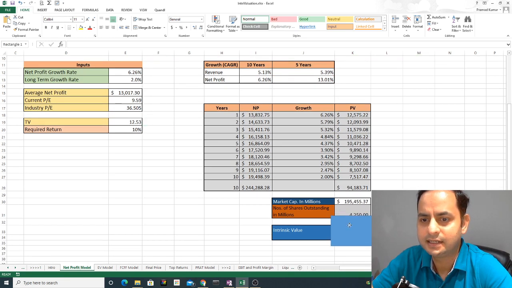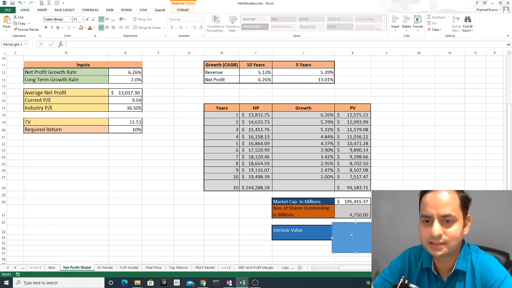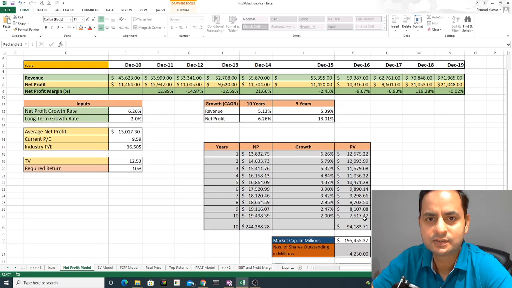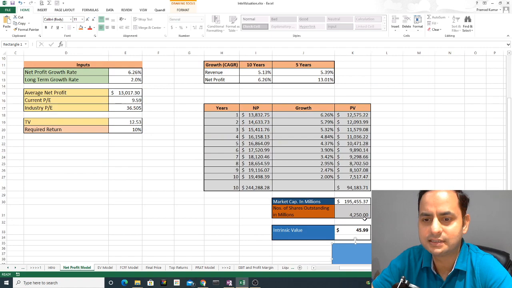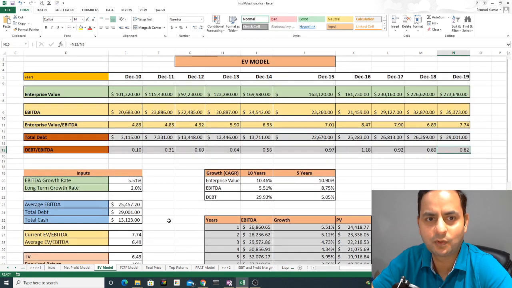If I take the number of shares outstanding right now, which is $4,250 million, and divide this by this one, can you make a guess what it is? No guess. I got the number $45.99, right? So this is what my one model gives me. Okay, so let's go to the next model, which is the enterprise value model.